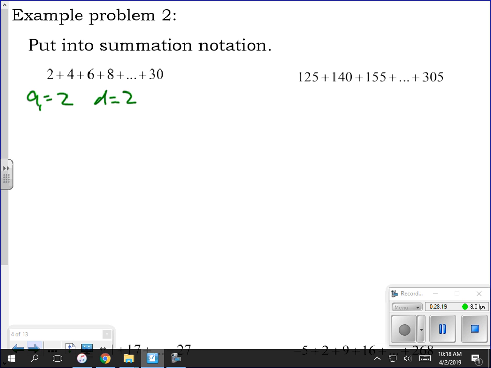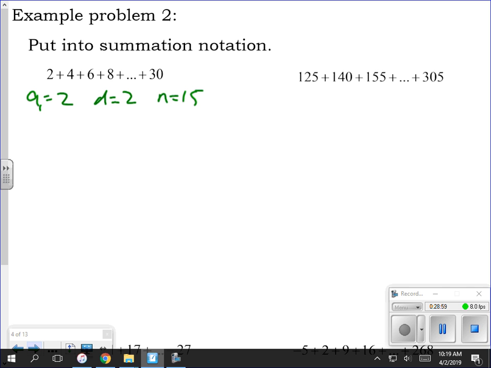Well, how many do I have in that sequence? No, I don't have 30 numbers in there. 30 is the last number. 30 is not how many are in the sequence, because n is how many terms are in there. I've got 15, so I'm counting up the even numbers. 2, 4, 6, 8, right? So it'd be half of the last number. So my n would be 15. Okay.